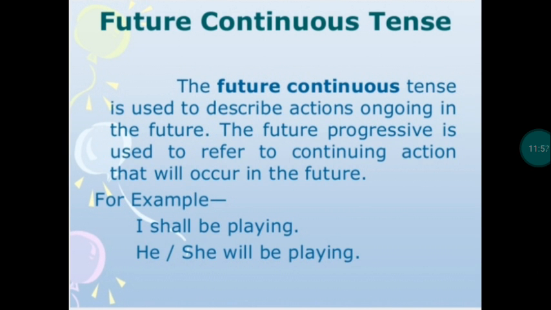The next one is future continuous tense. The future continuous tense is used to describe actions ongoing in the future. For example, the future continuous is used to refer to the continuing action that will occur in future. I shall be playing, he will be playing, or she will be playing.